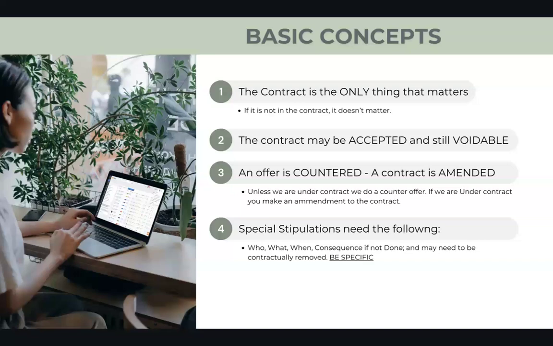So, a few important reminders. The contract is the only thing that matters. If it's not in the contract, it doesn't matter. The contract may be accepted and still voidable. The offer is countered and a contract is amended. Special stipulations need the following: who, what, when, consequences if not done, and what may need to be contractually removed. You always want to be specific.